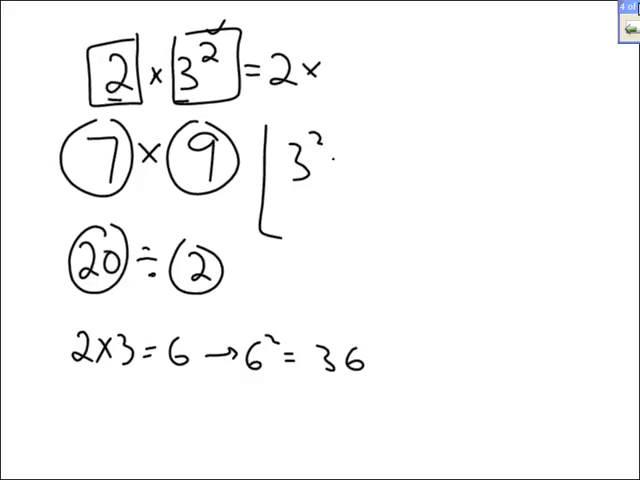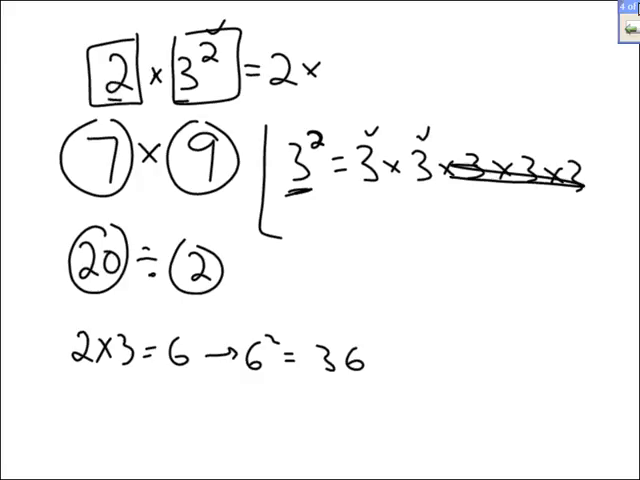3 squared means multiply this number by itself. Don't put anything but 3. Keep multiplying 3 by itself. How many times? Just 2 times. I don't need the rest. You're not multiplying anything by 2. 3 times 3 is 9. I didn't multiply anything by 2. I multiplied a number by itself 2 times. So 3 squared is 9. 2 times 9 is 18.